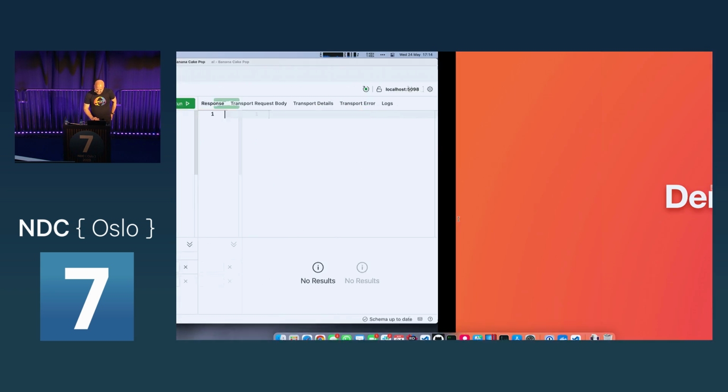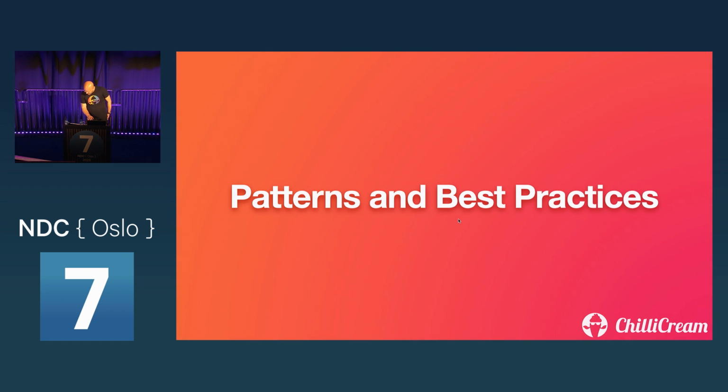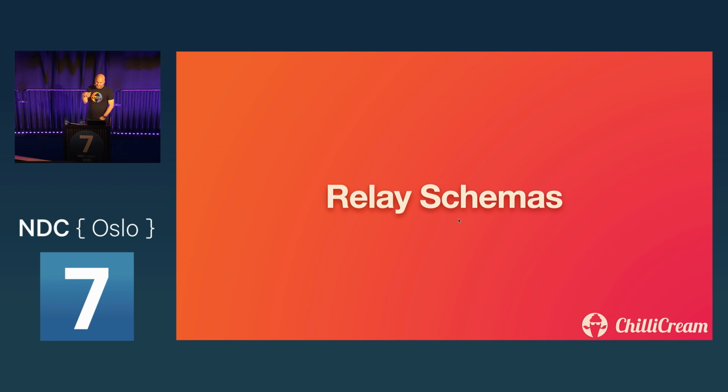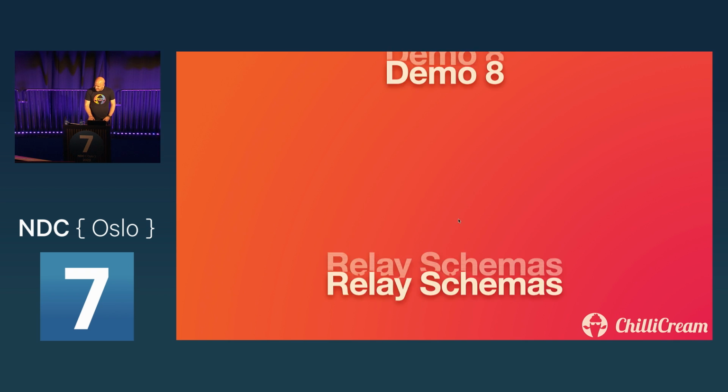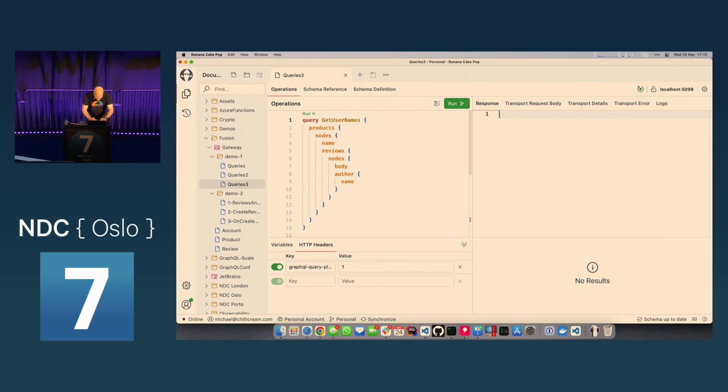There are other concerns in GraphQL, but let me see, I have 6 more minutes. There are other concerns here, like patterns and best practices. They also challenged GraphQL gateways quite a lot. One of the patterns are the relay schema patterns, like the node pattern or the pagination patterns and stuff like that. And this is also really easy to do with GraphQL Fusion. And let me show you that also quickly.